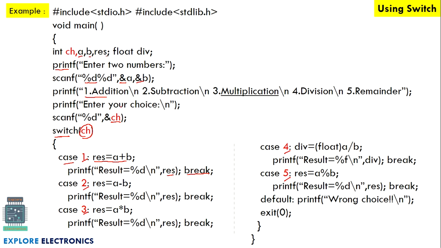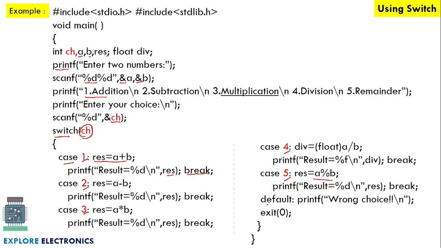In case the user has entered 2, it will execute this case statement. It will directly go to the case where the value of ch matches. Suppose the user has entered 5, it need not check all these cases and come here. It will directly come to this case and execute whatever we have written in this case.